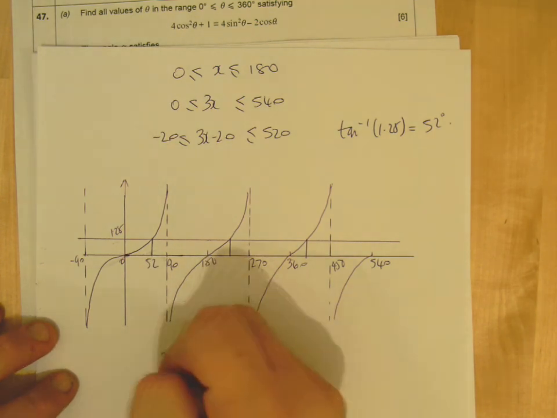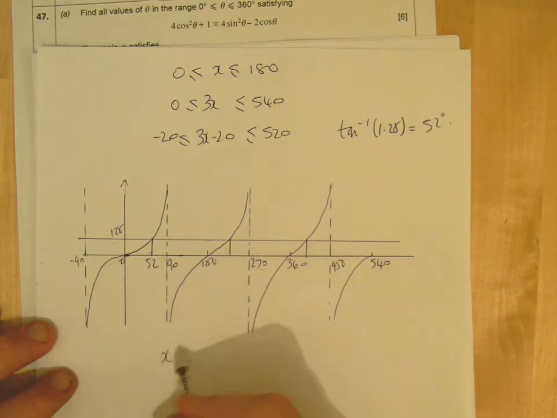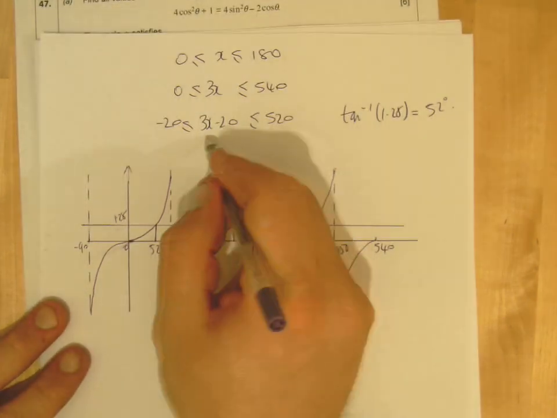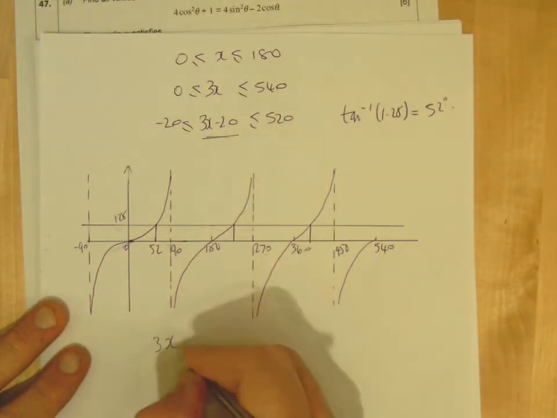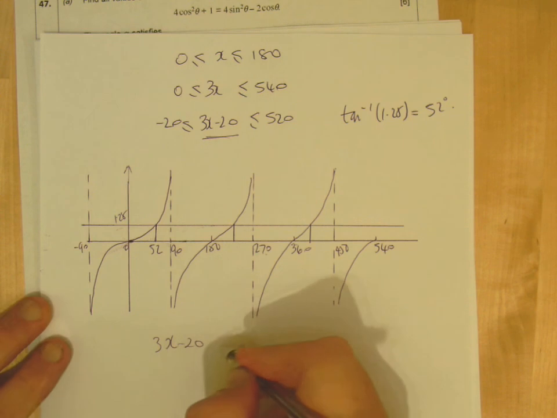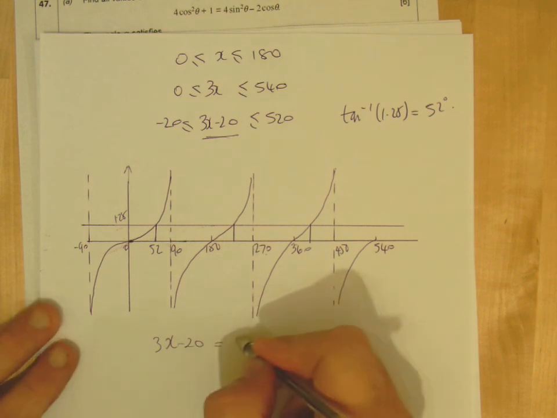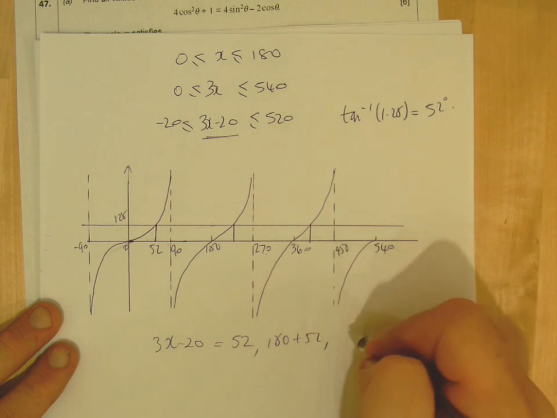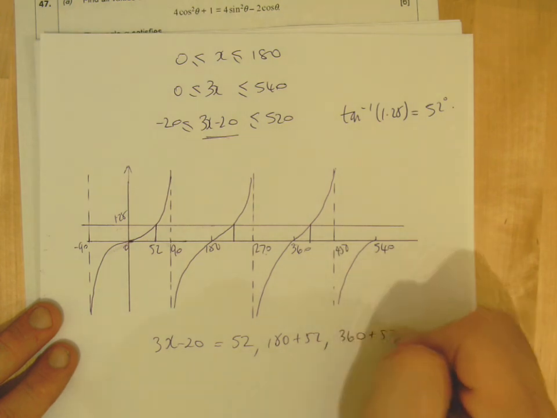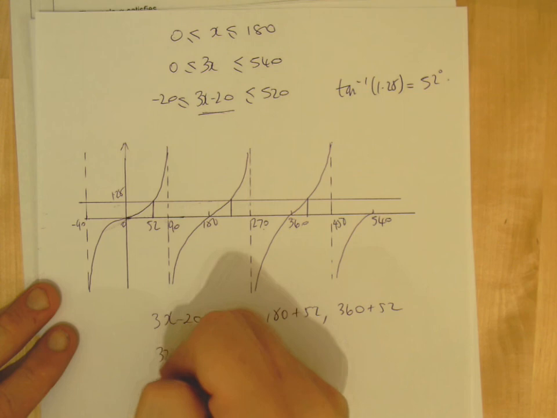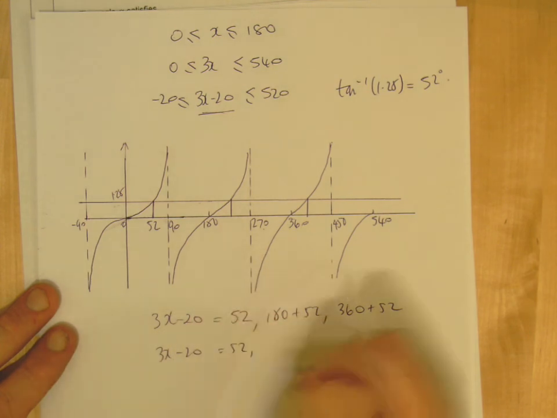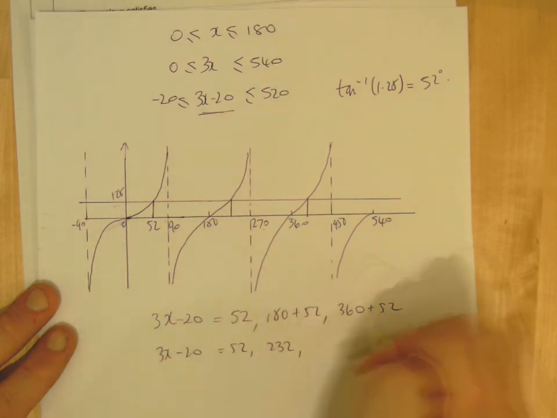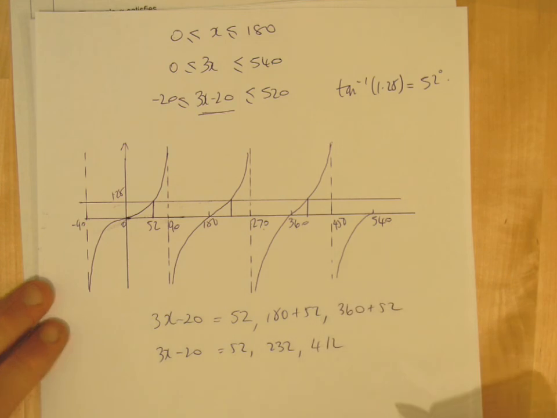Now remember, when you put your solution, you're not going to say x, you're going to say this, because that's the scale we're working on. 3x minus 20 is 52. And then this one will be 180 plus 52, and this one will be 360 plus 52. So 3x minus 20 is 52, that's 232, and that then is 412.